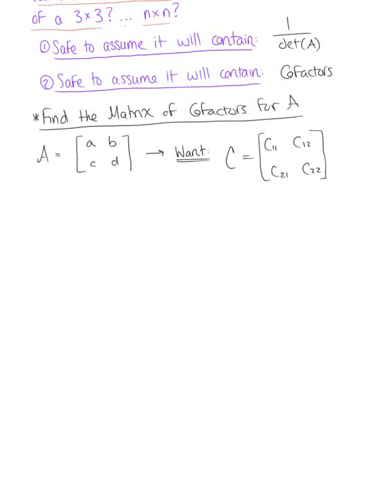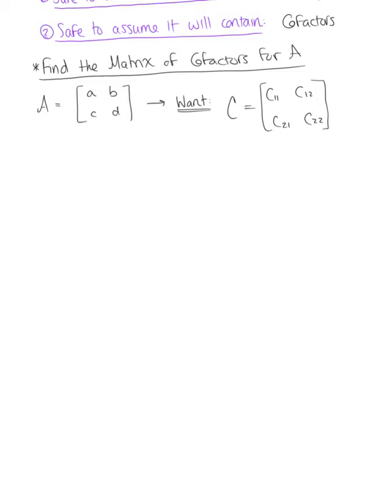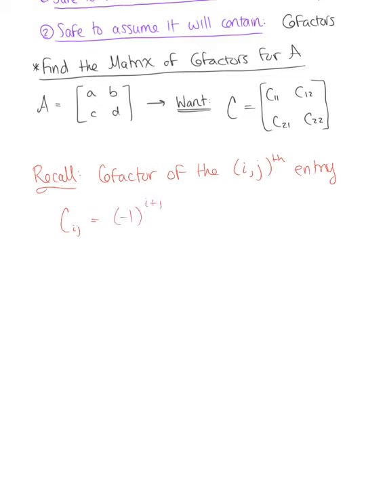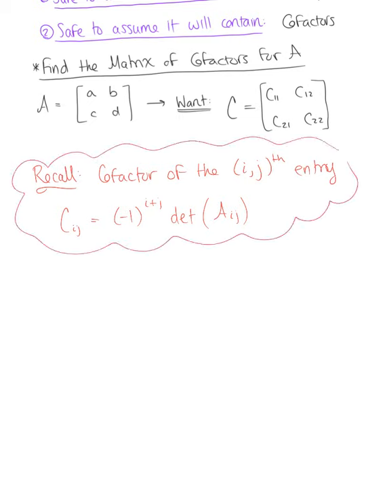To do this, let's recall our cofactor definition from 3.1. The cofactor of the ith-jth entry is determined using the formula negative 1 to the i plus j multiplied by the determinant of the submatrix A sub ij, the submatrix obtained by eliminating the ith row and jth column. So let's find our cofactors.